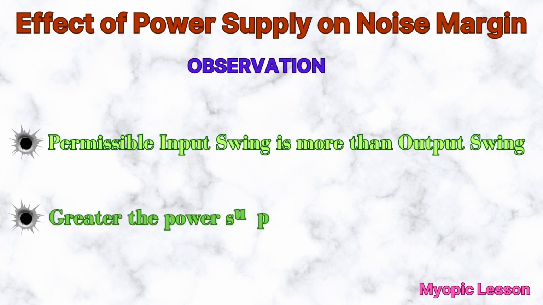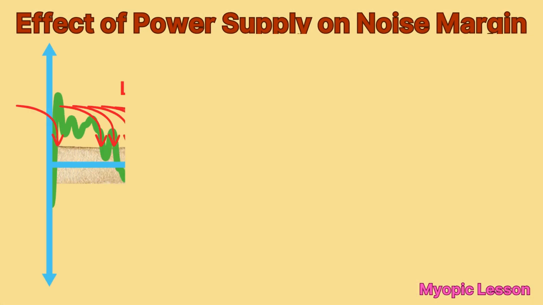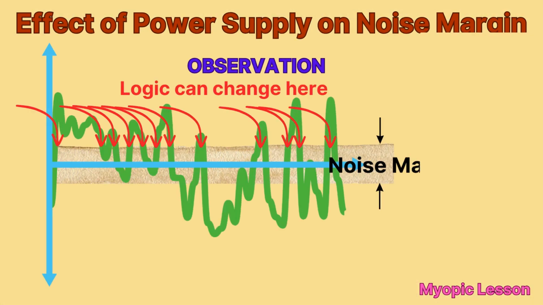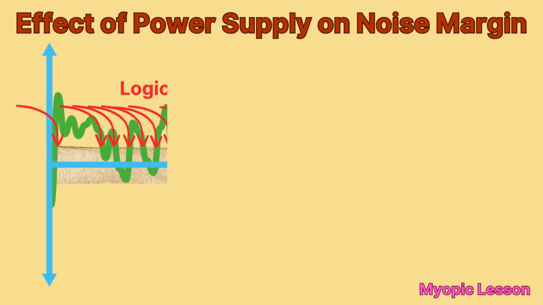Greater the power supply, higher the noise margin. Higher the noise margin, more is the prevention of false triggering of logic state by a noise. The rejection of noise therefore is better.